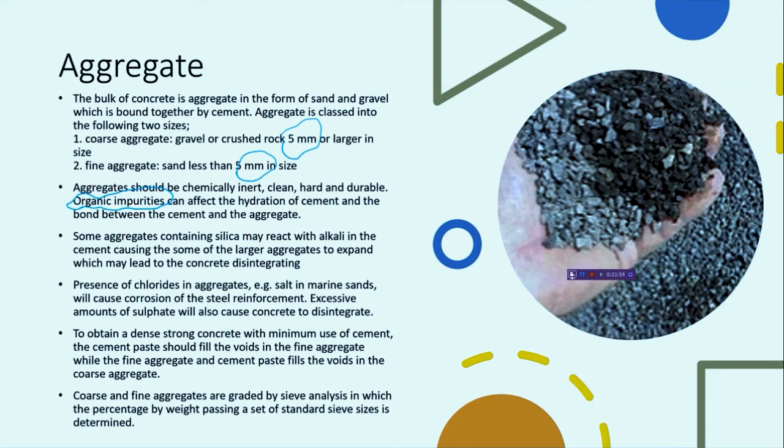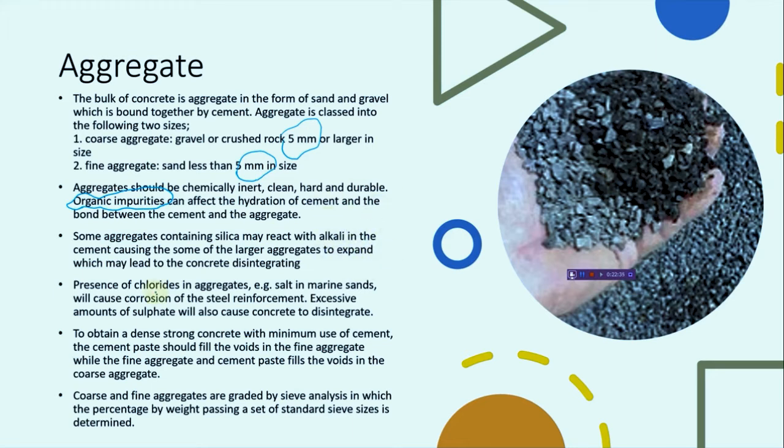Okay, so some aggregates contain silica which may react with alkali in some cement, causing some larger aggregate to expand, which may lead to the concrete disintegrating. Aggregate ni ada silika, okay, tapi dia tak ada apa-apa, dia okey je. Tapi bila ada silika ni bergabung dengan cement ni, dia akan react sebab ada air. Air ni is actually pemangkin kepada any chemical reaction. So mungkin akan lead to expansion.